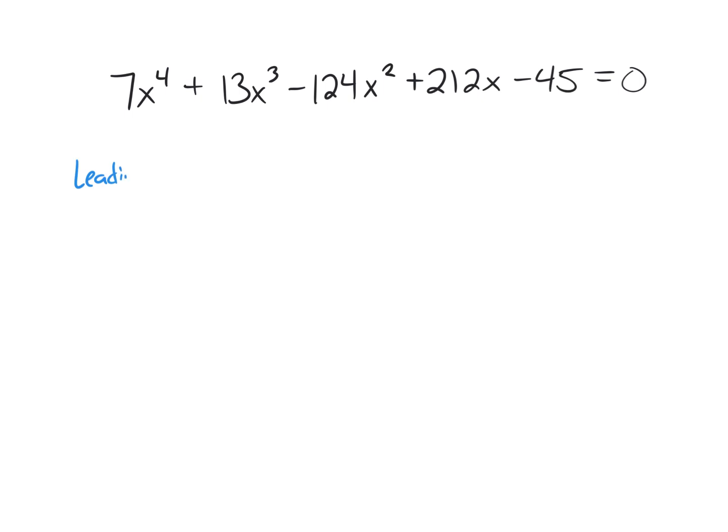Let's look at example B together also. Go ahead and get that one started. So on this one, I want to find all the possible solutions, okay? So what do we start with? What are the two things I need? Leading coefficient and constant. What is my leading coefficient? My leading coefficient is 7. And then what is my constant? Negative 45.